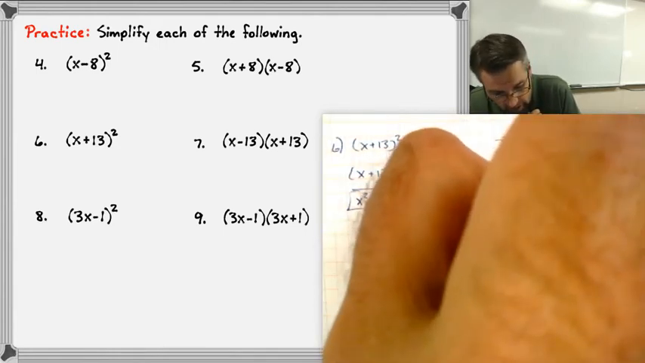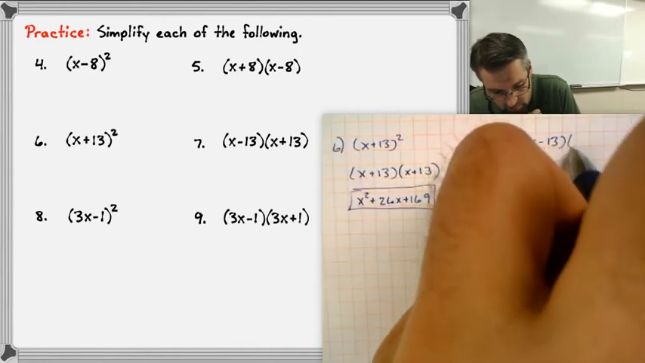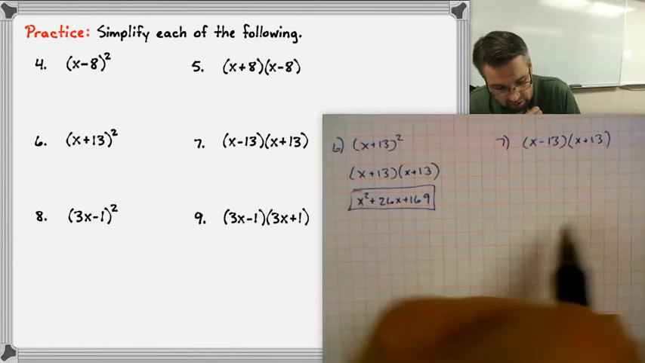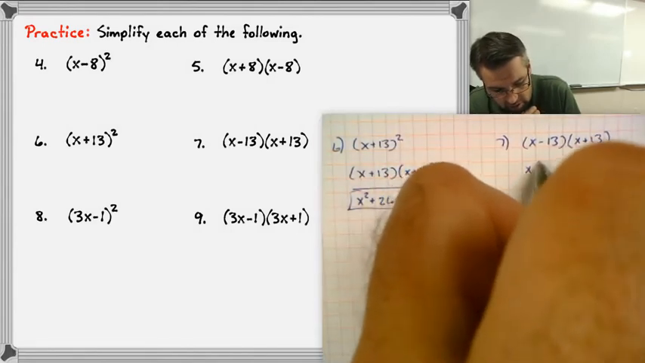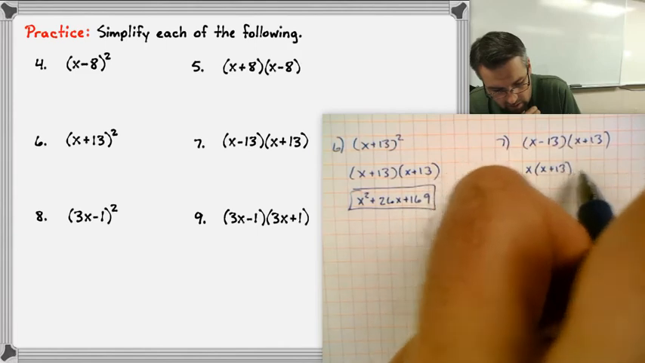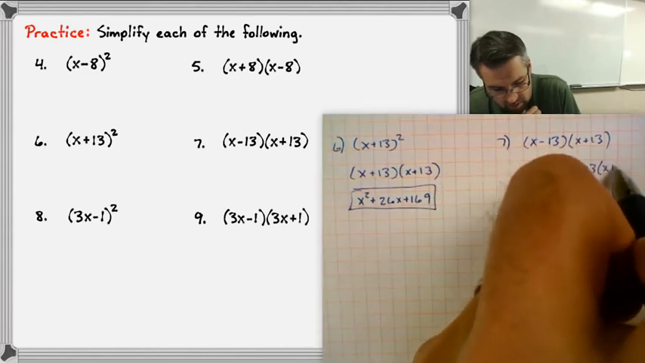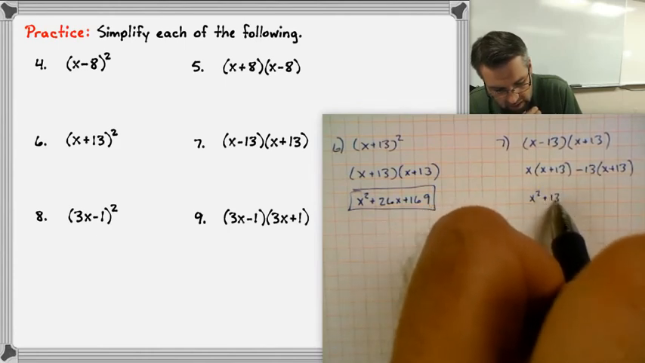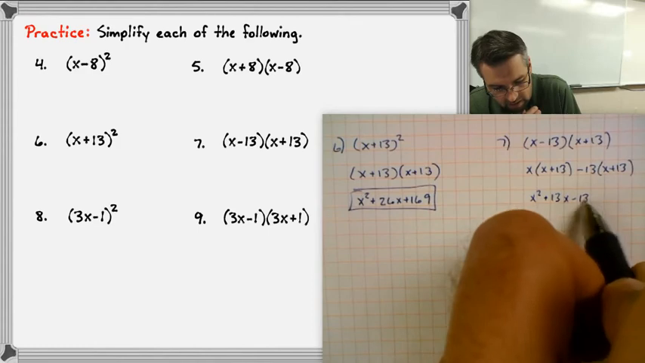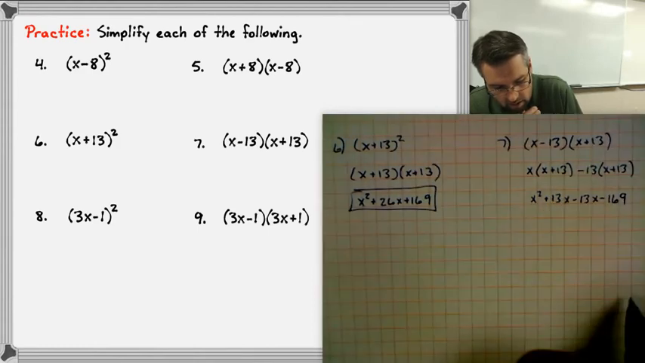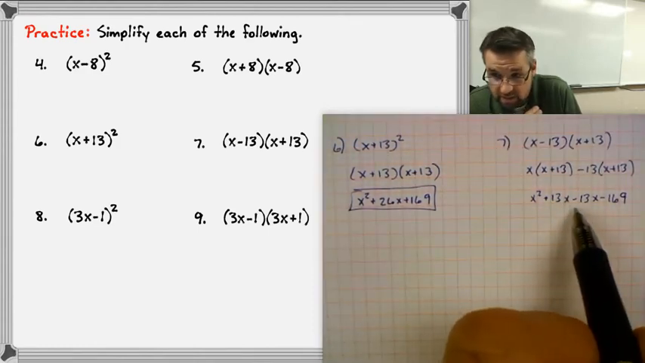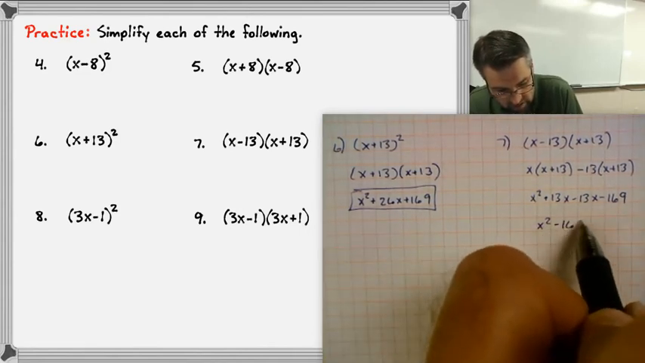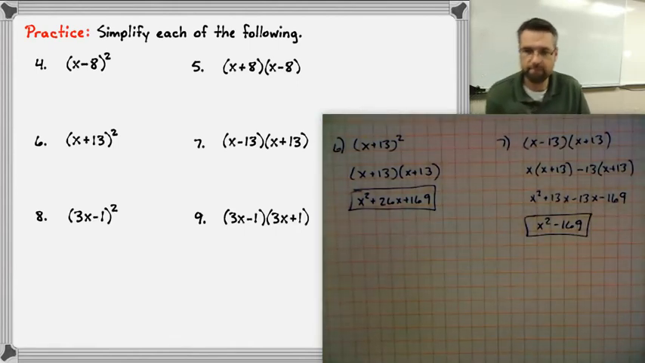Number 7, we have x minus 13 times x plus 13. Again, that looks very similar to the one above. It's just 13s instead of 8s. I'll go ahead and do this one. x times x plus 13, and then minus 13 times x plus 13. And then we'll distribute, so we end up with x squared plus 13x, and then here we end up with negative 13x minus 169. Then combine like terms, and what do we notice? The 13x and the negative 13x cancel out. So we're left with x squared minus 169 for number 7.